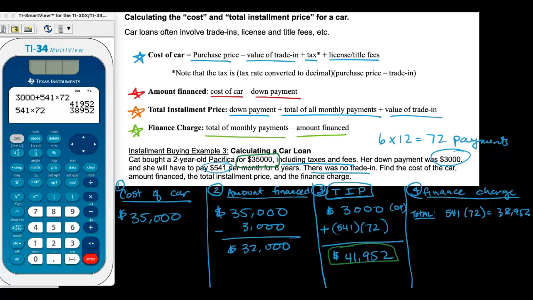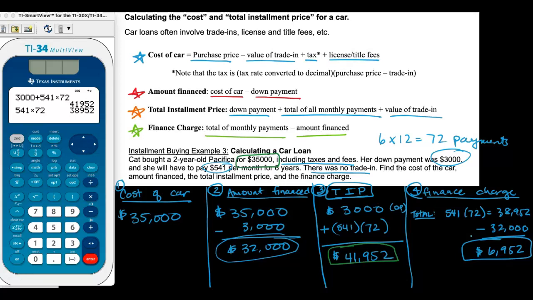And then we're going to subtract the amount financed, and we found that in step 2. So the amount financed is $32,000. If we subtract those two numbers, we end up getting $6,952. So that was the amount of money that was paid directly to the bank, just in exchange for the bank loaning Kat money. So that $6,952 really isn't going towards the car, it's going to the bank.